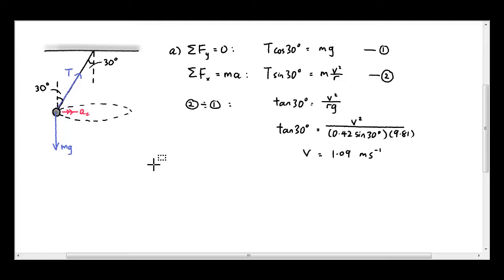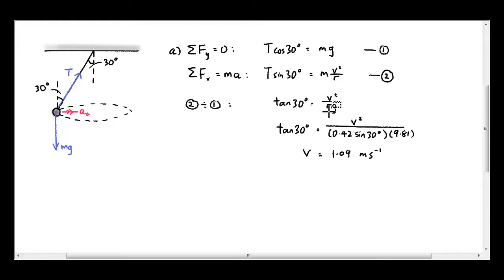And the rest is mathematics. So we have two equations here. We are going to divide this equation by this equation. The tension will be cancelled out, the mass will be cancelled out, and all we are left with is tan 30 degrees equals v squared over rg. Now we just have to plug in all the right numbers.